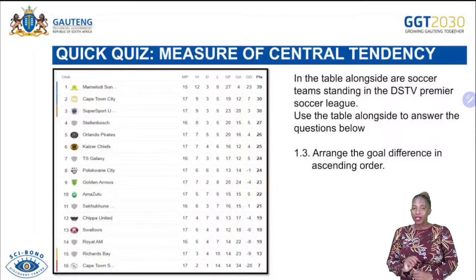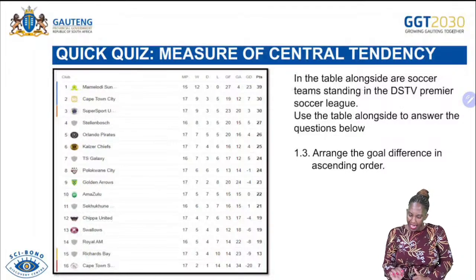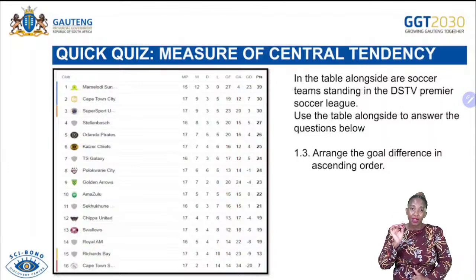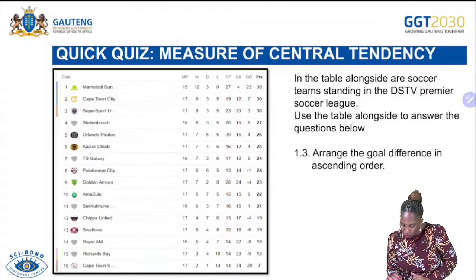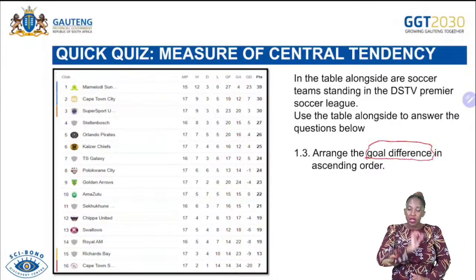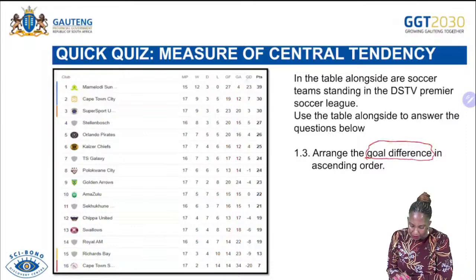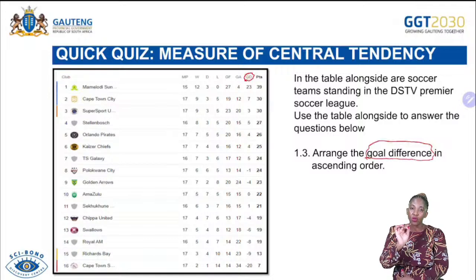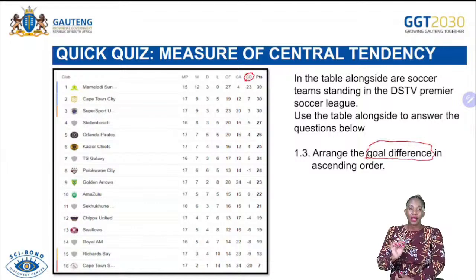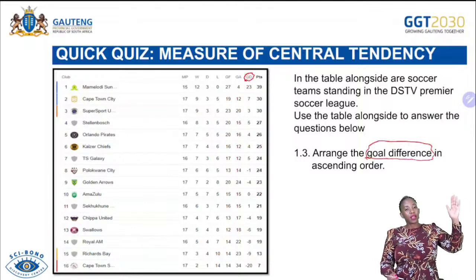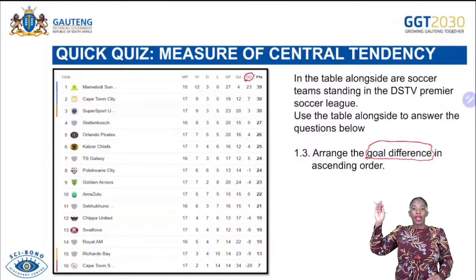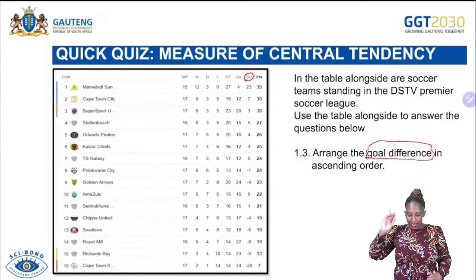Now, 1.3. 1.3 says, arrange the goal difference in ascending order. Where are they asking us now? We have to go to GD, the goal difference. That's where we need to focus now. Here is our goal difference. And then they say we must arrange the data set in what? In ascending order. And remember what I said with ascending order? We start with the smallest value going up to the biggest value or the highest value.